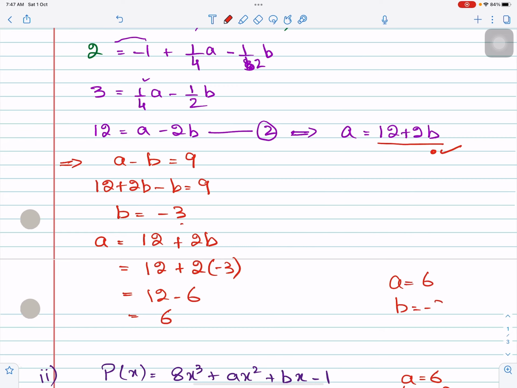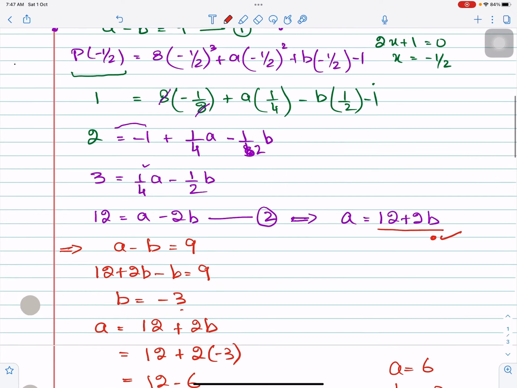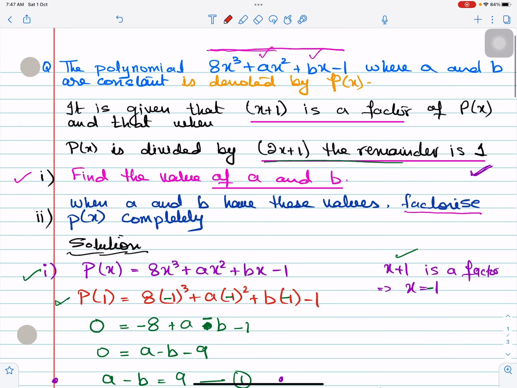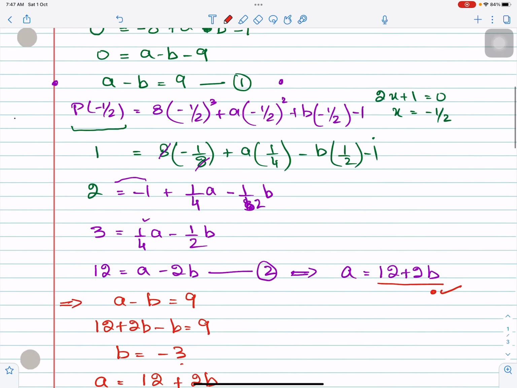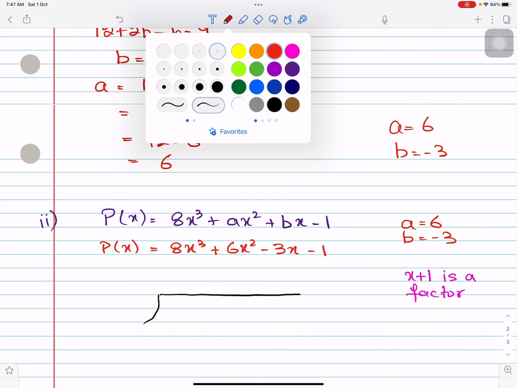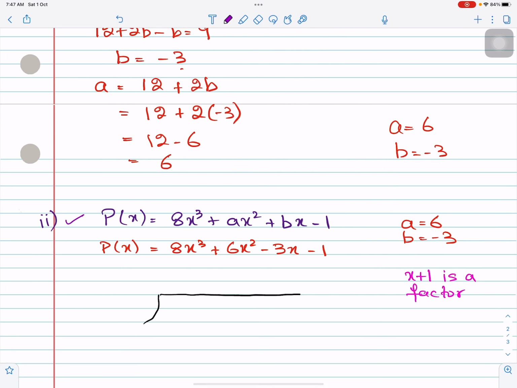The second part of the question is saying, when you have these values of a and b, then factorize the polynomial function. So here is the function. I am replacing the value of a and b. You can see I have replaced them here. Now I have to factorize it.